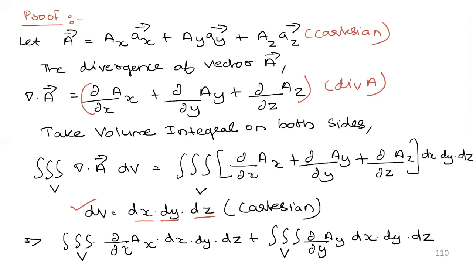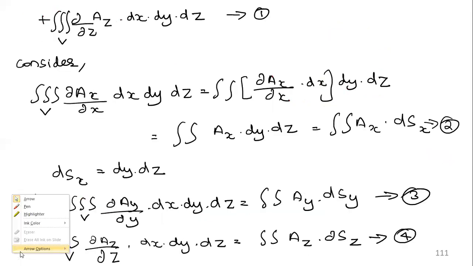So we have the triple integral over V of dou by dou x of ax dx dy dz, plus the triple integral over V of dou by dou y of ay dx dy dz. We do the same thing for the z coordinate: dou by dou z of az dx dy dz. That is our equation number 1.